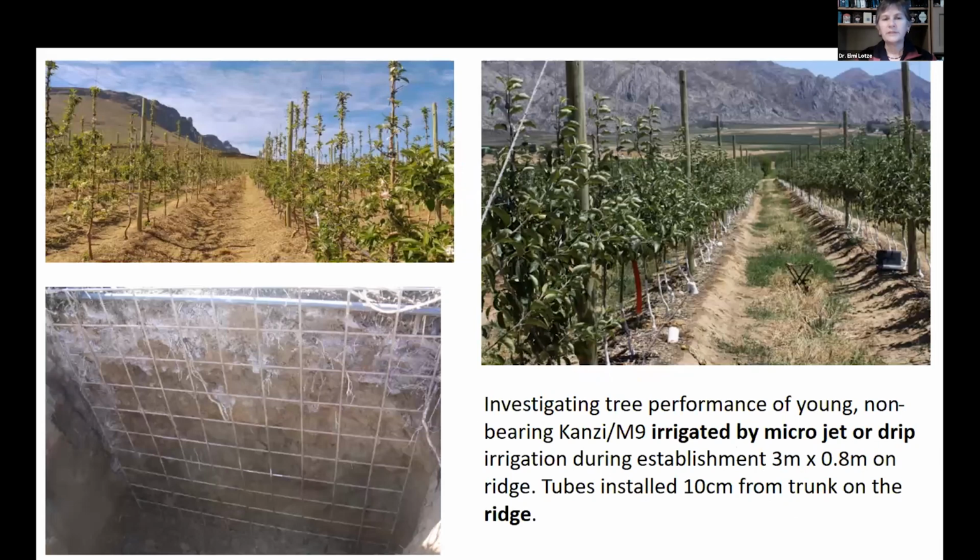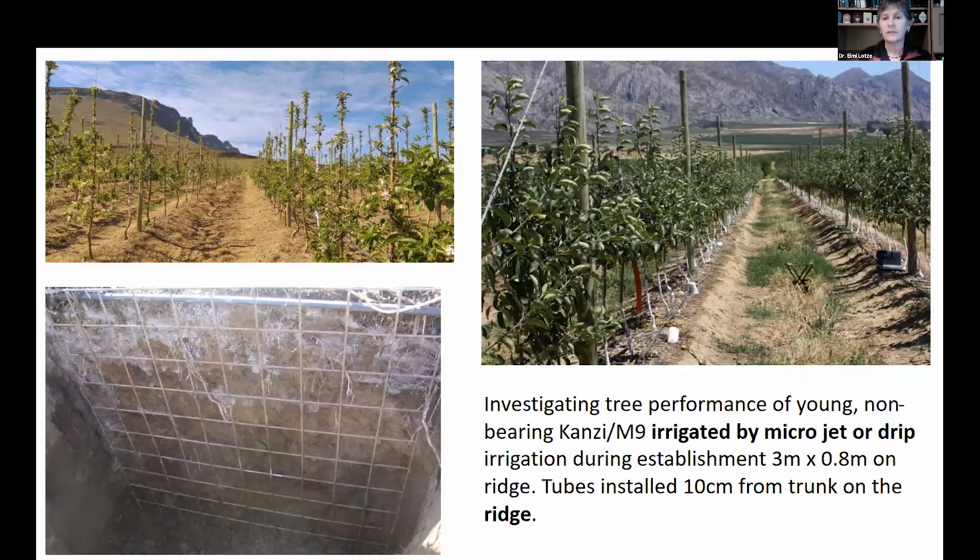Then we moved to Ceres. It's another area in the Western Cape with much higher chilling. And here we investigated the tree performance of young non-bearing planted trees on M9, although in the 3rd year it started bearing, so we started to get a result. The main thing here was it was irrigated by microjets and drip irrigation. And in this case, it was a narrow planting in much younger trees, of course, and it was 3 meters by 0.8 meters and planted on a ridge.